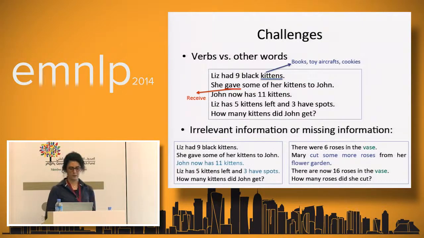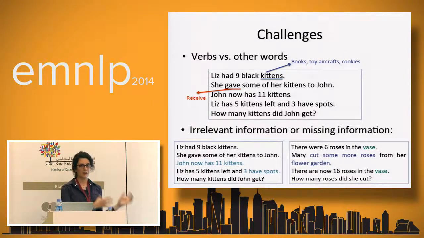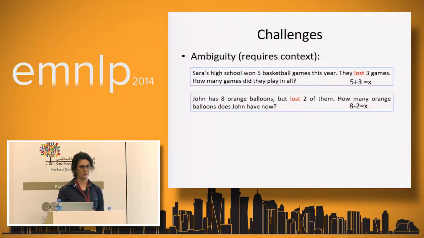So look at this story. There were 6 roses in a vase. Mary caught some more roses from her flower garden. There are now 16 roses in the vase. We never received the information that the roses caught from the flower garden have been put in the vase. Right? So there is some missing information involved in these stories.